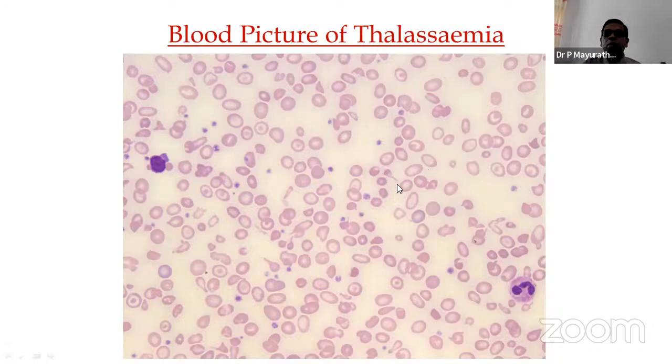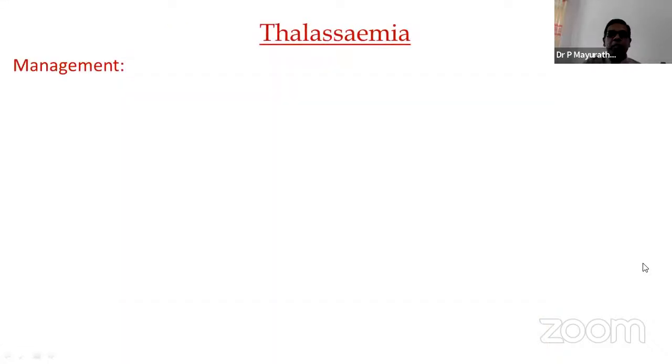But the major important findings in the blood picture of a thalassemia patient is hypochromic microcytic cells with more number of target cells, and you can see the platelets are adequate in number, and also you can see the white cells. Those may be normal in number, but anyway we need hematologist opinion to report this.